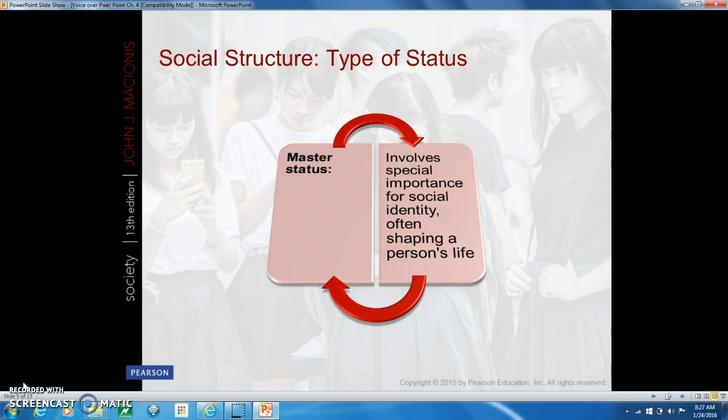Although any person may fill a variety of statuses, many people find that one of their statuses is more important than the others. Such a status is termed master status. It is a status that has special importance for social identity, which can often shape a person's entire life. It can have very damaging effects. For example, a woman may be a brilliant scientist and a leader in her community, but she may find when she deals with men that her status as a woman is more important than the others.